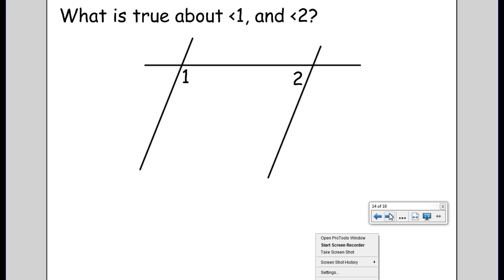What is true about angle 1 and angle 2? Just brainstorm. If and only if these are parallel, they're same side interior angles. What else did you say? They're supplementary, not congruent, because it starts with an S. You know how this works.